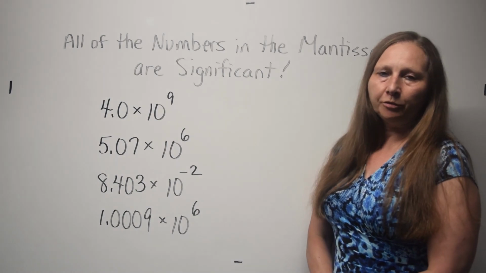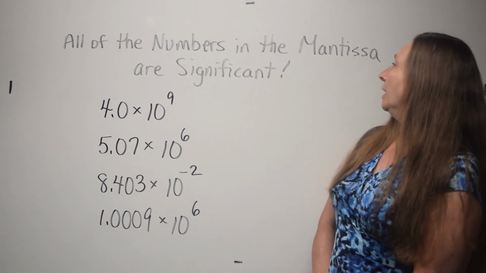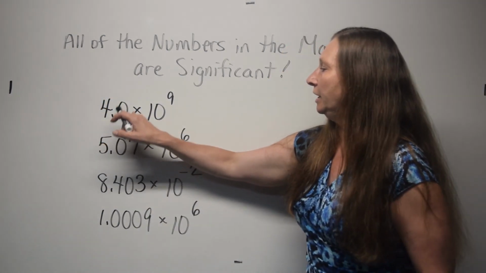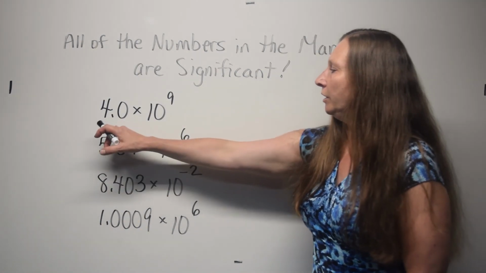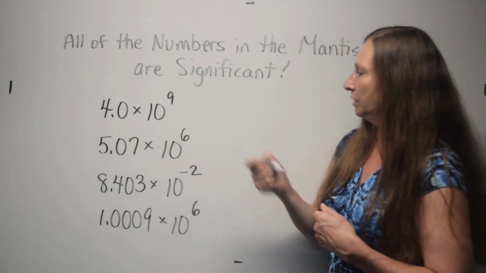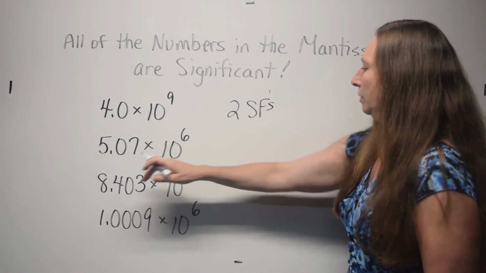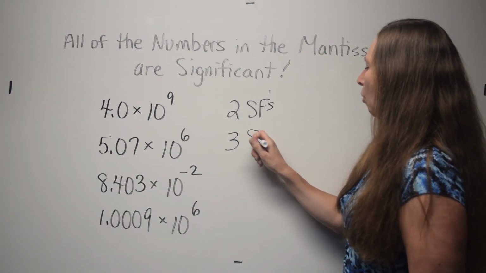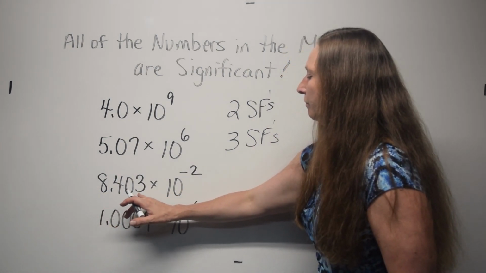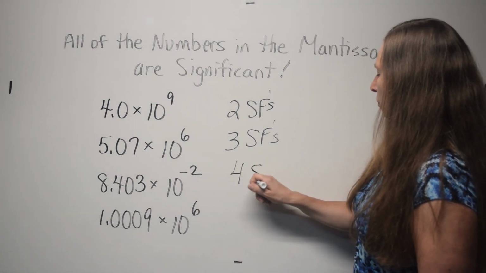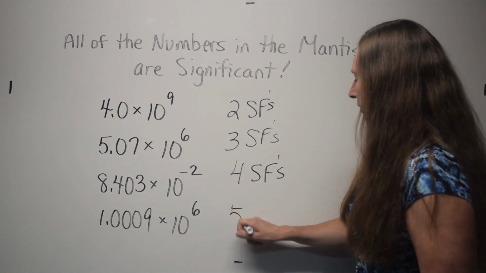Again, just a quick little note about the relationship between scientific notation and significant figures. All of the numbers in the mantissa, the beginning part in front of the multiplication sign, are significant. So here in this number we have 1, 2 significant figures. This would be 2 sig figs. Here we have 1, 2, 3 significant figures. Remember, all of the numbers in the mantissa are significant. Here we have 1, 2, 3, 4 significant figures. And here we have 1, 2, 3, 4, 5 significant figures.